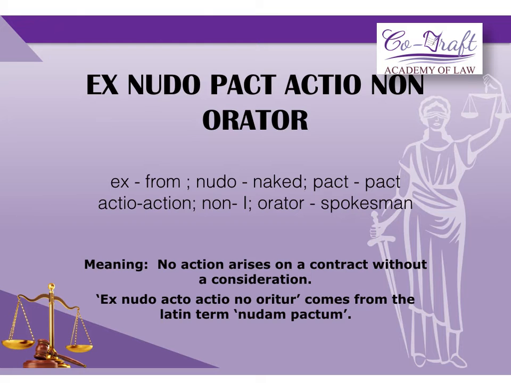Ex nudo pacto actio non oritur. Ex means from. Nudo means naked. Pacto means pact again. Actio means action. Non means I. Oritur means a spokesperson. Ex means from, nudo, naked, pacto, actio is action, non is I, and oritur is spokesman.